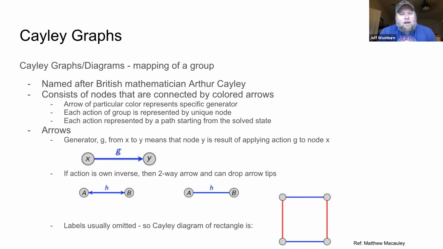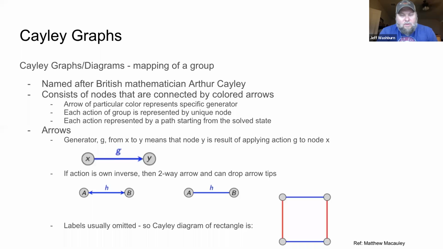An arrow labeled with the generator G from X to Y means that node Y is the result of applying action G to node X. If it's reversible, you have double arrows showing that. What I've found in doing the research on this is that a lot of people will take away the double arrows just to represent that it is reversible.